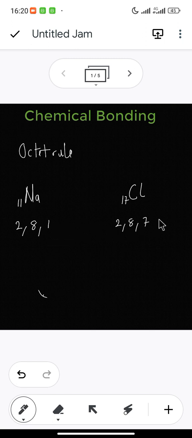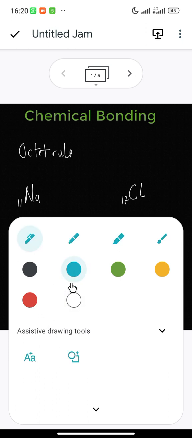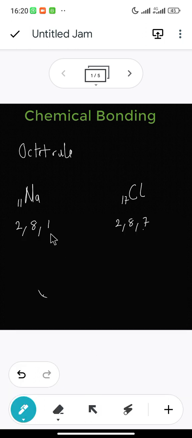Now, in order to have a complete structure, because the outer shell will still be 8, and that will have a complete octet structure, chlorine will need one more, you understand? It will need one to make it 8. Sodium will easily lose one, you understand, to have 2 and 8. So what's going to happen is that sodium is going to lose one of these to chlorine. Understand?